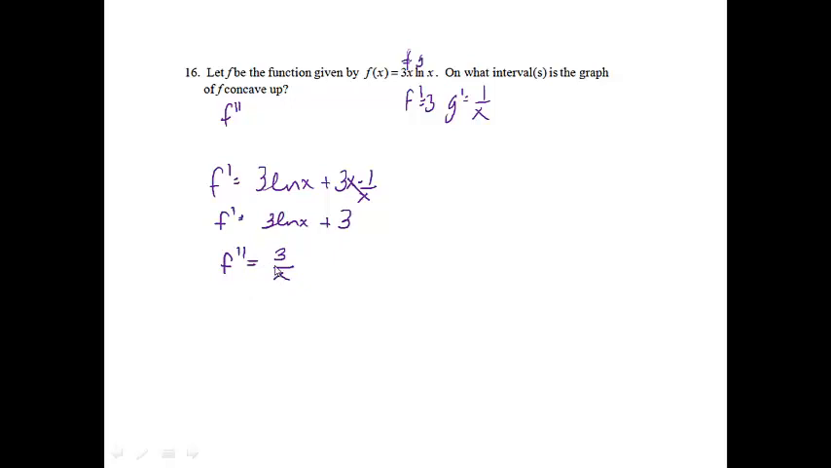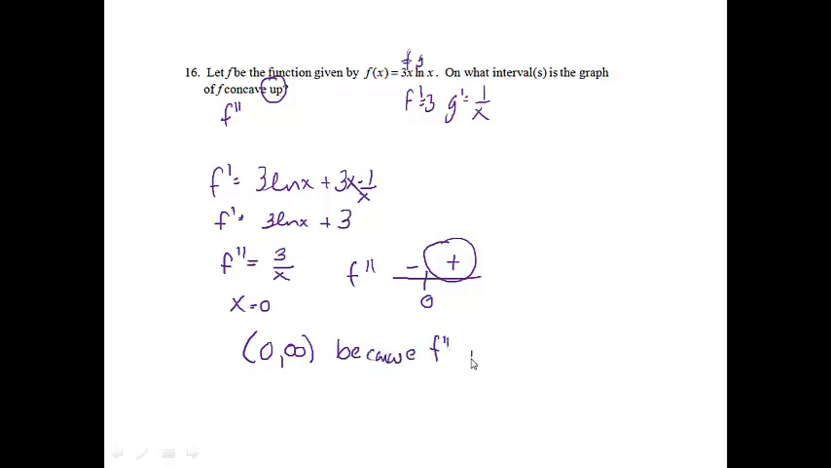I need to find my critical numbers. This second derivative would never equal 0, but it would be undefined at x equals 0. So if I make myself an f double prime chart, put 0 on it, and then my second derivative, if I plugged in a negative number, I'm going to get a negative value for my second derivative, and if I plug in a positive value, I'll get a positive number for my second derivative. So if I'm looking at my double prime chart, I want to know where f is concave up. It will be in this section right here. So it is concave up on the interval 0 to infinity, and that is because f double prime is positive.